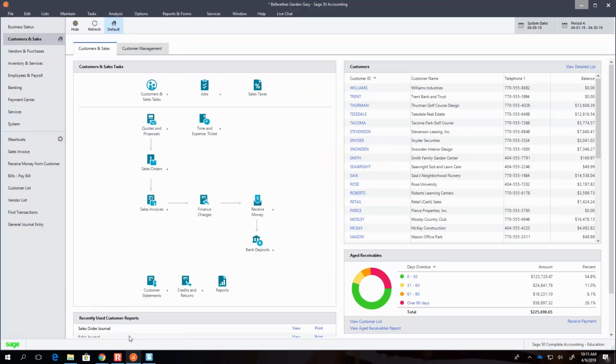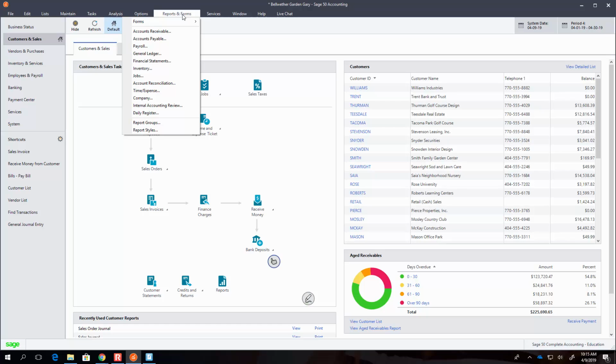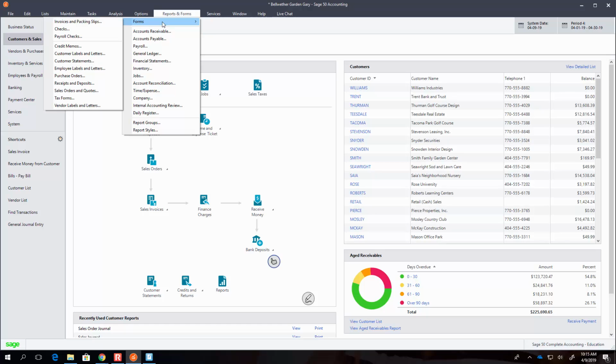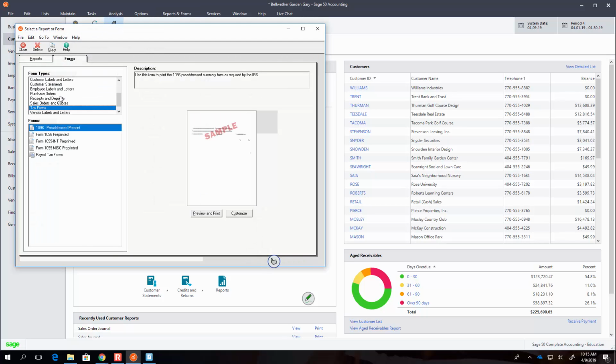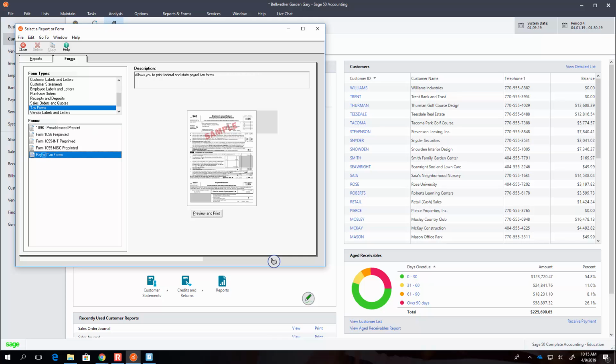So I'm going to Sage. Oh, I can't reach that high. Reports and forms. Where do you think I would go? Report, I'd go to forms, right? And then tax form. And tax forms, good, because we're dealing with a tax form. And then payroll tax forms. So I double click on that.